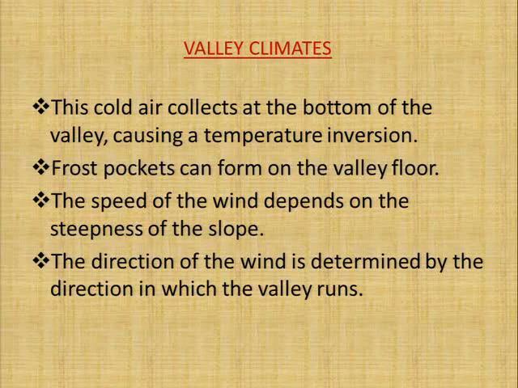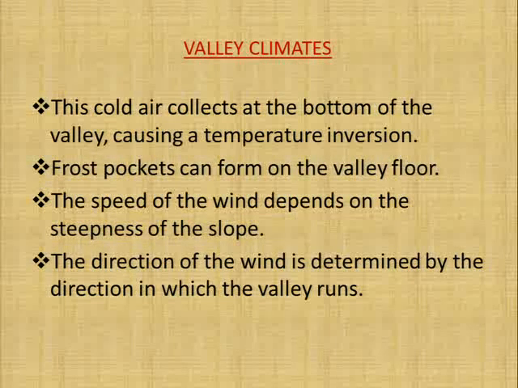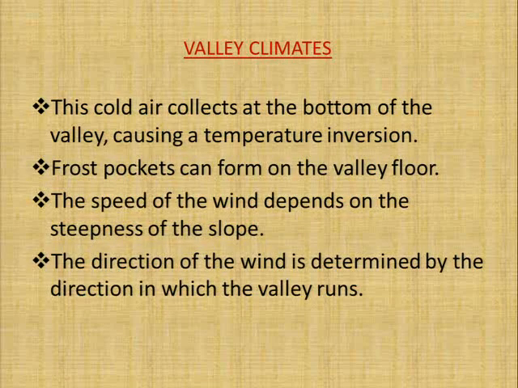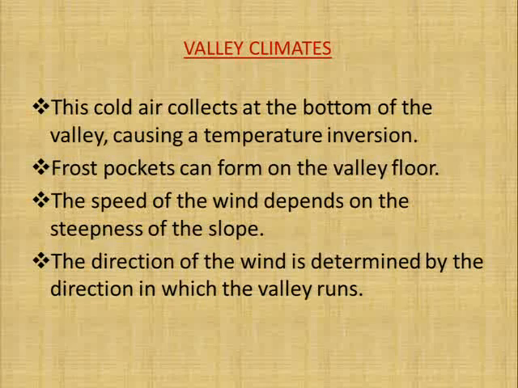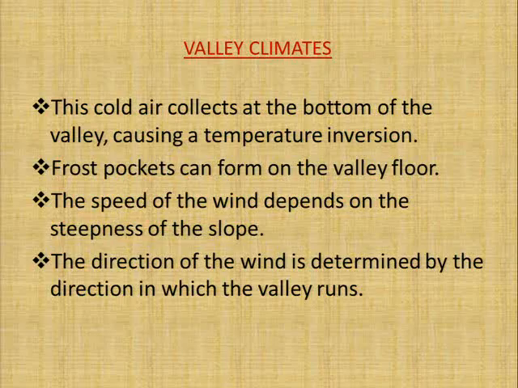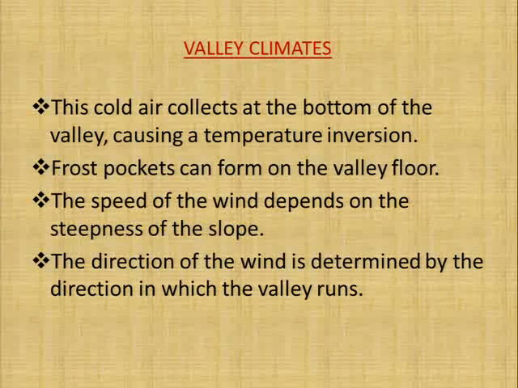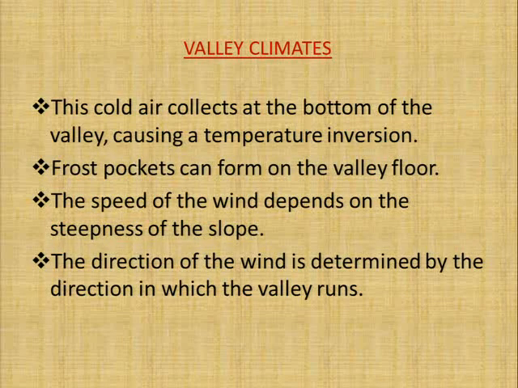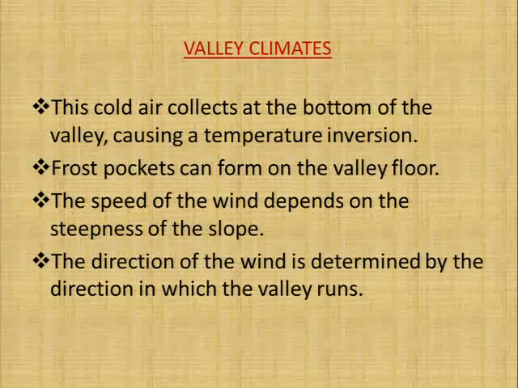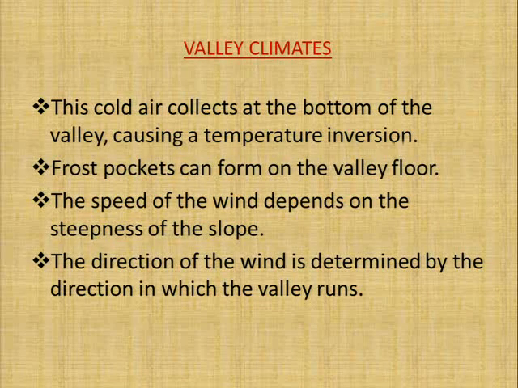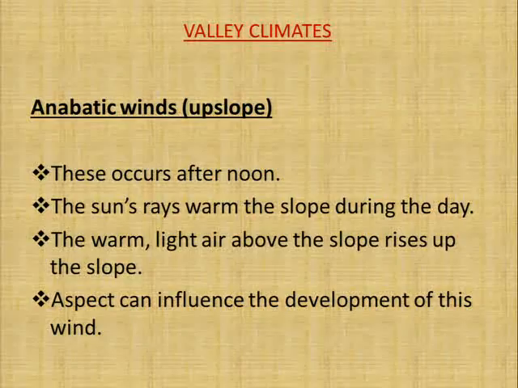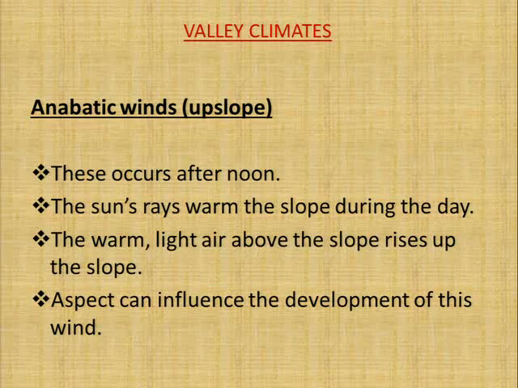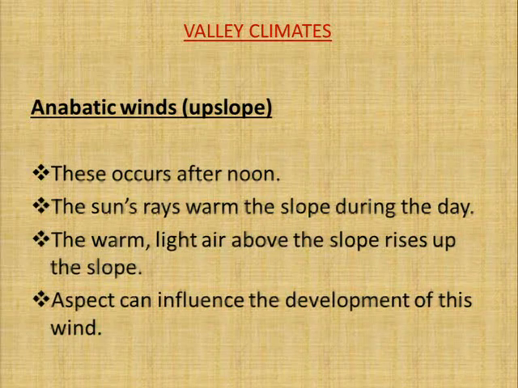The speed of the wind depends on the steepness of the slope. So if the slope is very steep, then we know that the winds are very strong. Just like the steeper the gradient, the stronger the wind. The direction of the wind is determined by the direction in which the valley runs. Then we have the anabatic winds. These are the winds that are going up the slope.